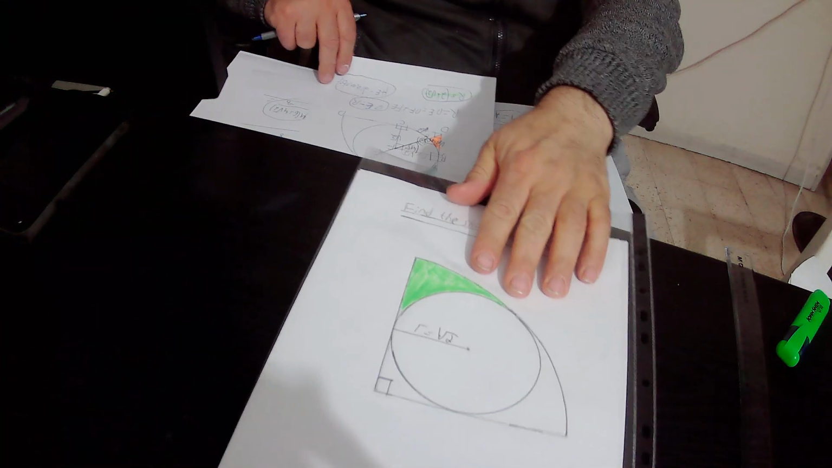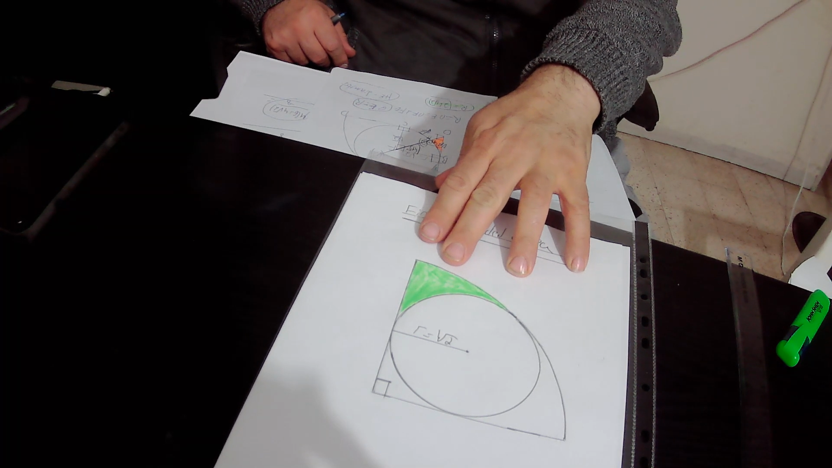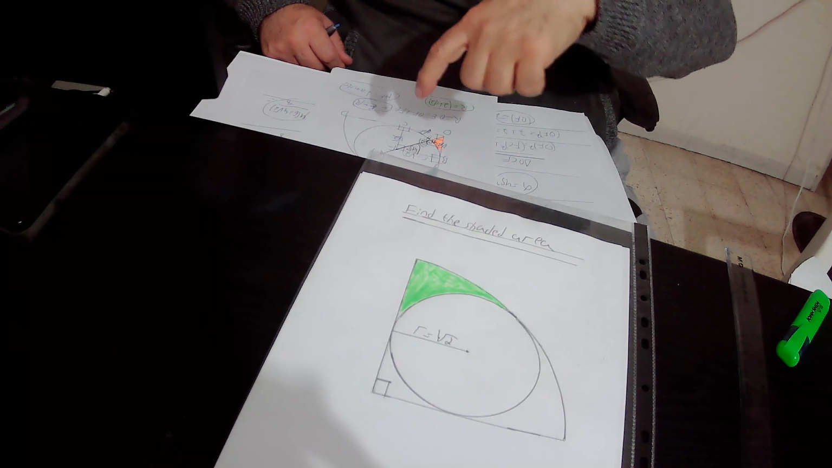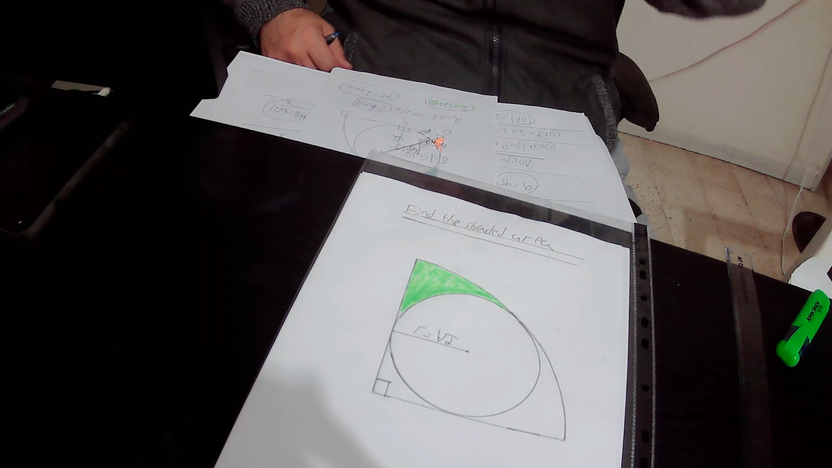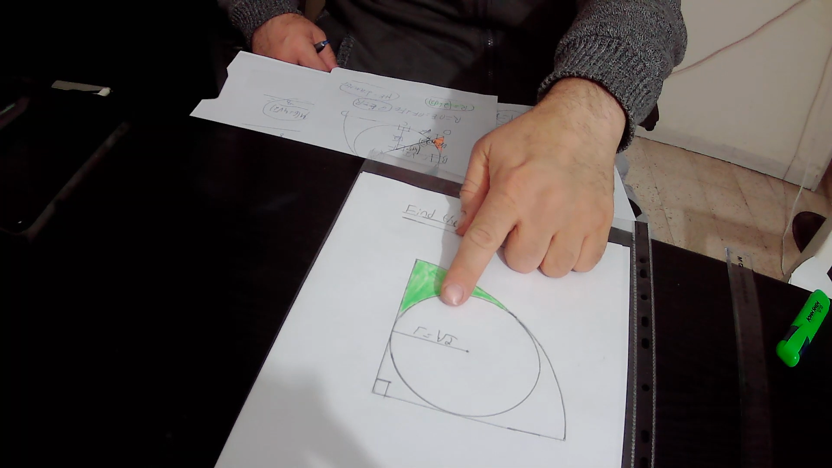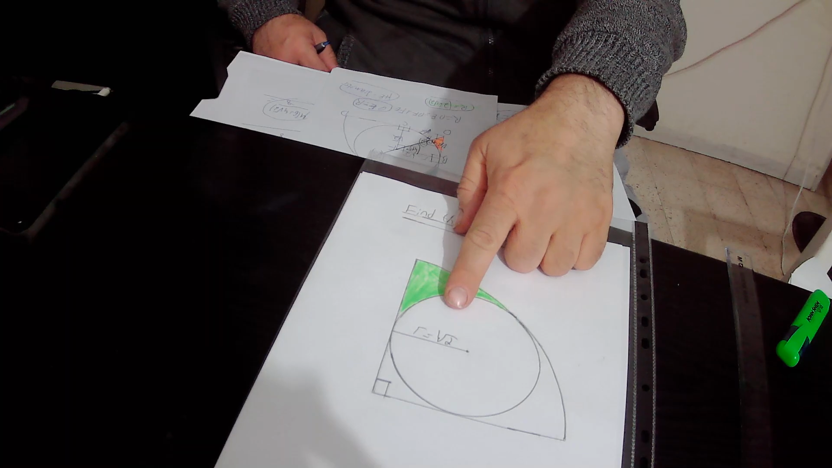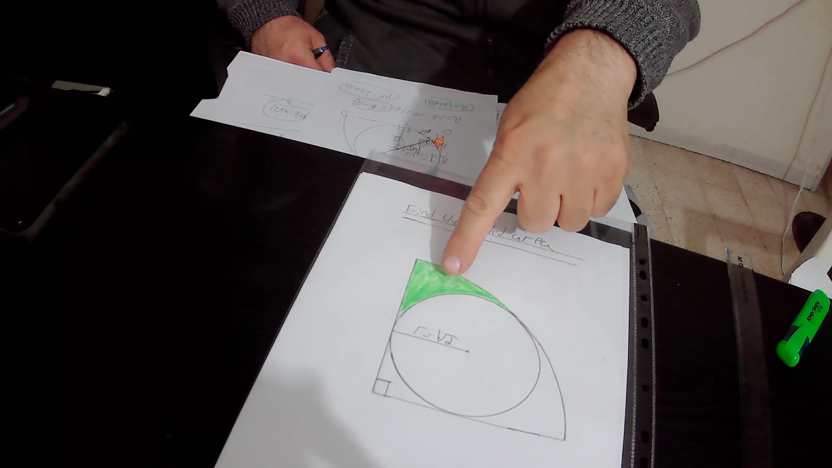In this lecture, I found out the value of this shaded area. In the drawing, we have a circle that is inside this quarter circle. We also know that the radius of this small circle, r, equals the square root of 2 units in length. Again, our mission is to find out the value of the shaded area.